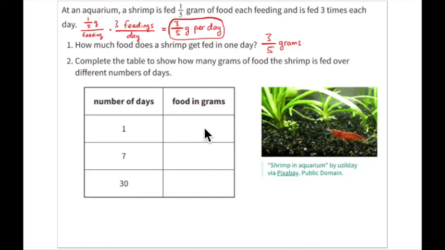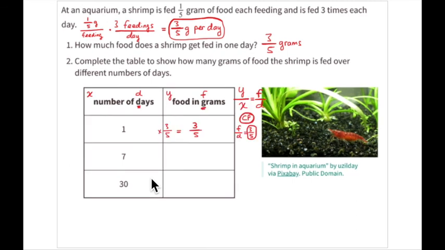So in the first part of the activity, it says that there's a single shrimp in the aquarium, and it takes 1/5 of a gram of food each feeding to feed that shrimp. And there are 3 feedings each day, so it's fed 3 times each day. So the first question is how much food does that shrimp get fed each day? Well, if it's 1/5 of a gram per feeding times 3 feedings, then it's going to get 3/5 of a gram of food each day. So 3/5 grams. So let's complete this table down here.